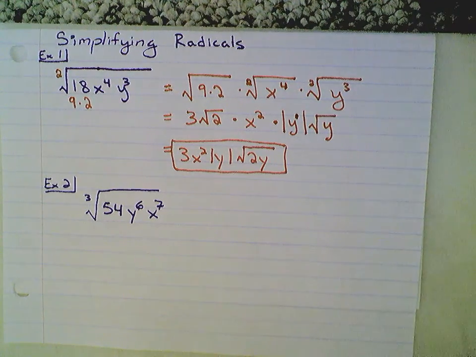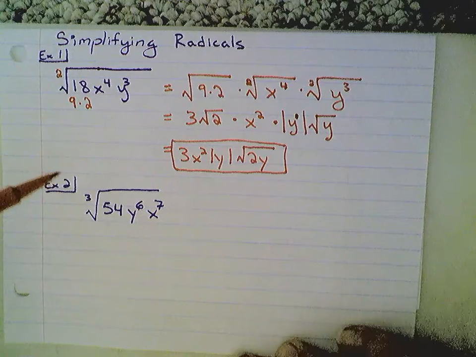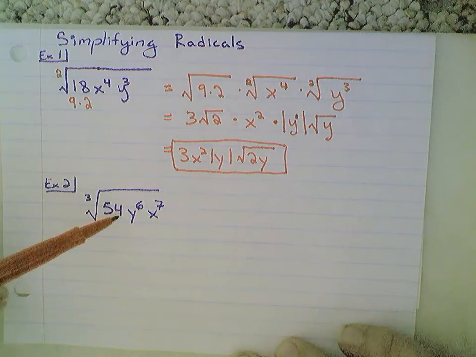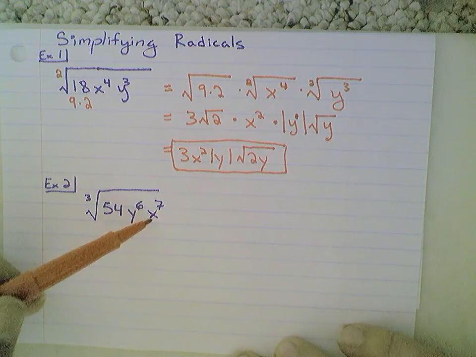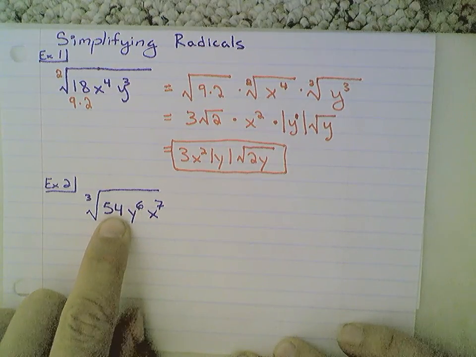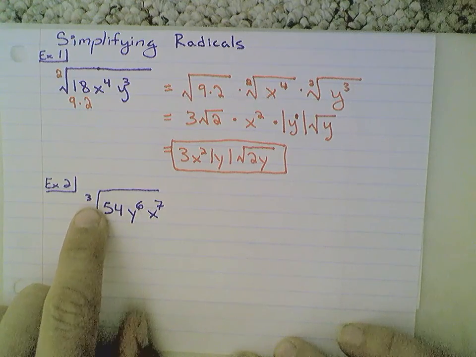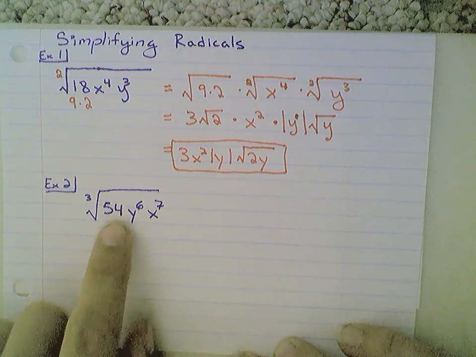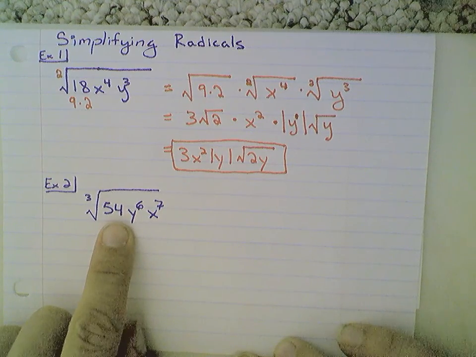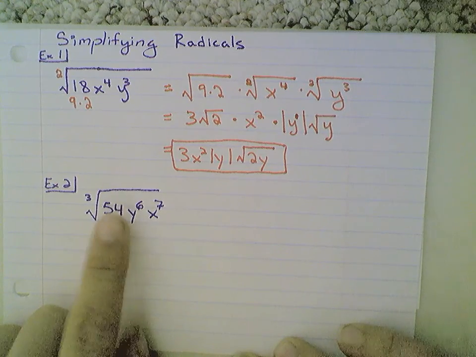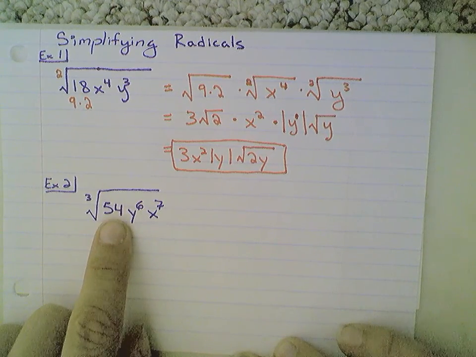Alright, I'm going to do a second example here of simplifying radicals. So in this case I have the cube root of 54 times y to the 6th times x to the 7th. And once again, I always like to start with the number. So this time I want cube roots, so I want to know, are there any factors of 54 that are cube roots? Now let's say I think about this for a while and I can't think of any numbers that go into 54 that are cube roots.